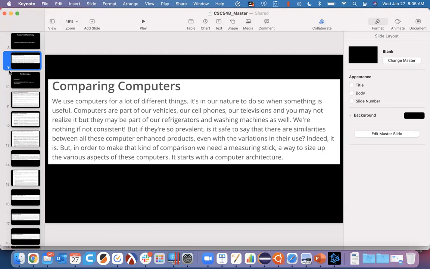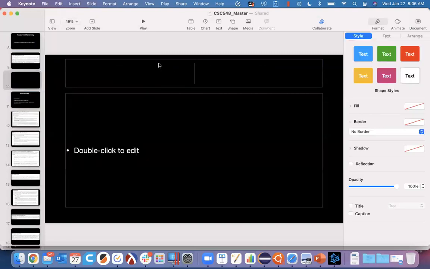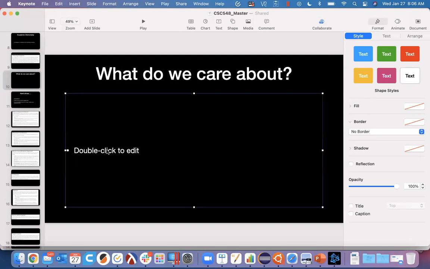So last time we talked about things like memory and how much memory you should have, what's considered good, what's considered bad, things like that. Let's see, what else did we talk about? I talked about processing power and multiple cores. So let's just add a slide. What do we care about? So we said amount of RAM, speed of CPU, number of cores on the CPU.